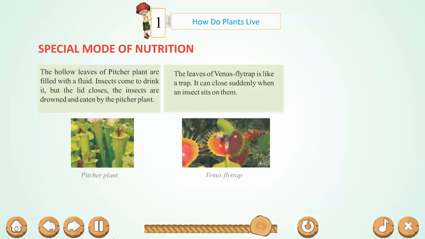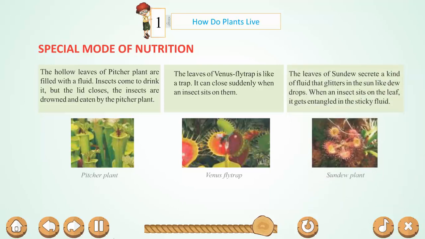Venus flytrap. The leaves of Venus flytrap are like a trap. It can close suddenly when an insect sits on them. Sundew plant. The leaves of sundew secrete a kind of fluid that glitters in the sun like dew drops. When an insect sits on the leaf, it gets entangled in the sticky fluid.